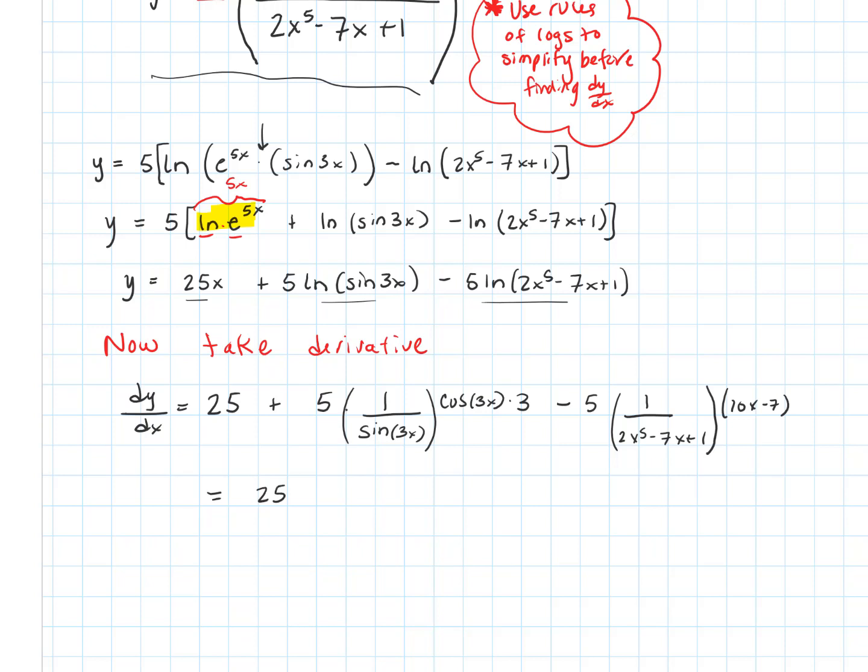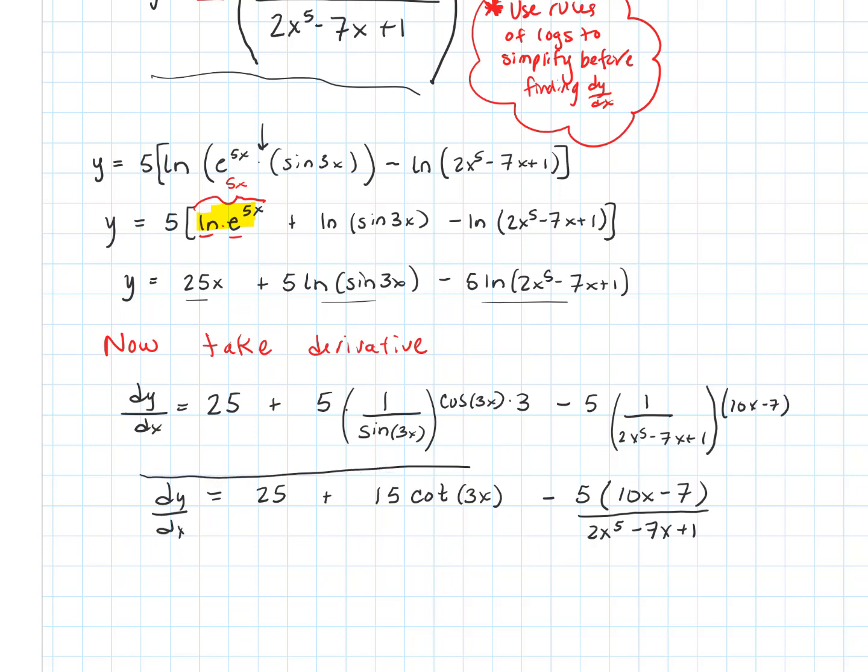And simplifying that out, we're going to get 15, 3 times 5, and then I have cosine over sine, so I'm going to write that as cotangent of 3x, and then I have minus, let's go ahead and distribute the 5. Well, maybe we don't want to, maybe we want to leave it. Either way, you could either distribute the 5 or leave it. Let's leave it. Let's leave that common factor factored out.